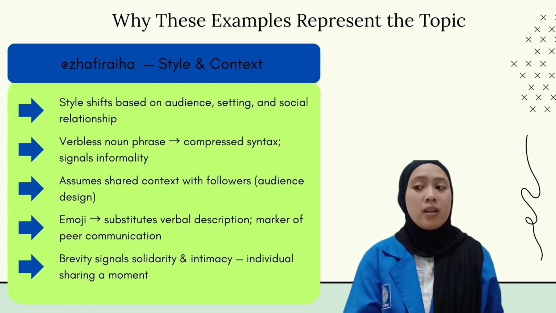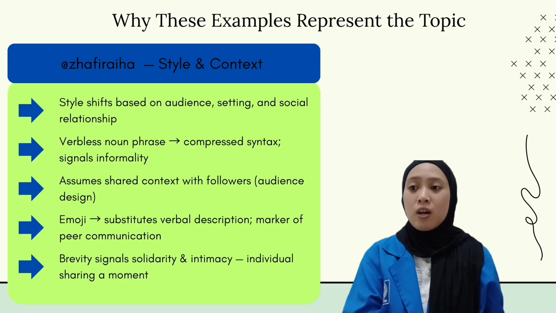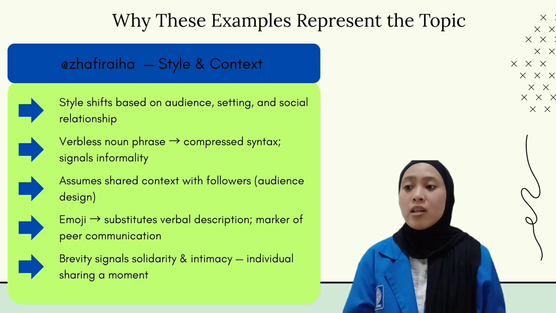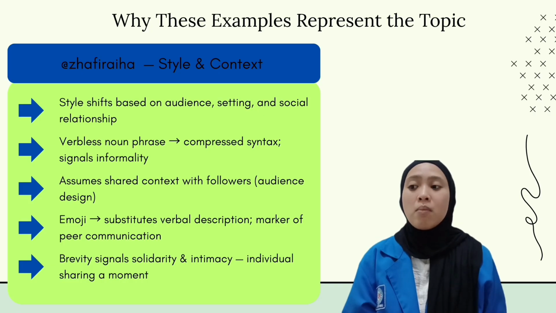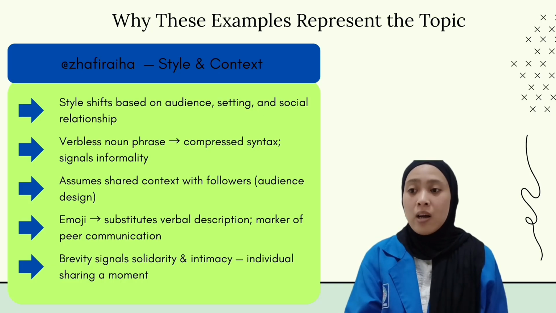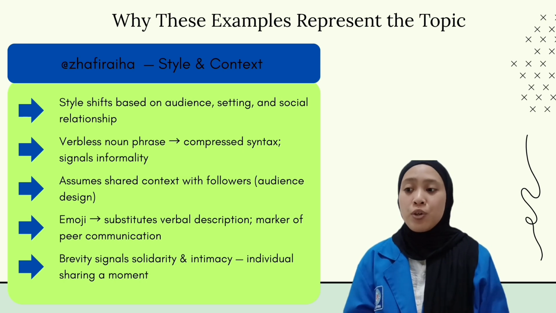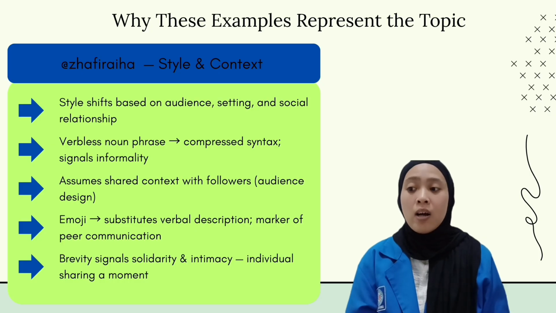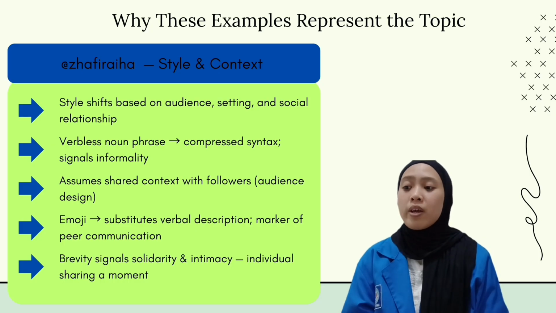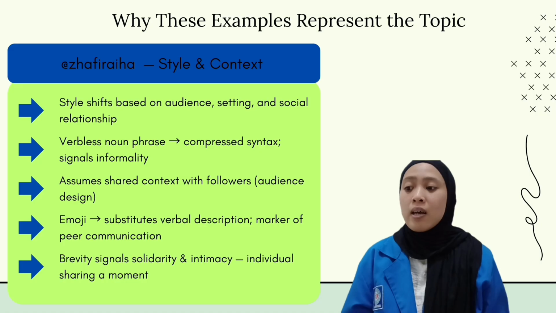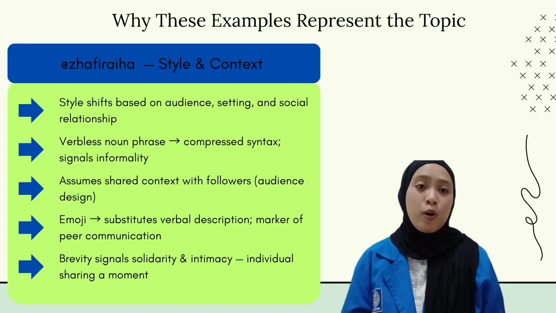The next example is Zafira, style and context. Number one is style shifts based on audience, setting, and social relationship. Number two is the surplus noun phrase, compressed syntax, signals informality. Number three is it assumes shared context with followers, audience design. Number four is emoji, substitutes verbal description, marker of peer communication. And the last is brevity signals solidarity and intimacy, an individual sharing a moment.